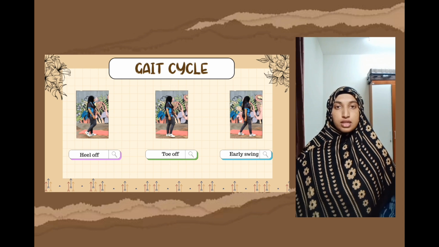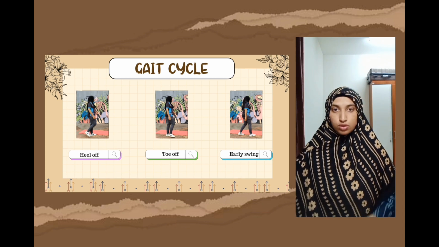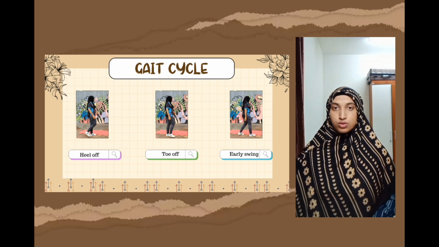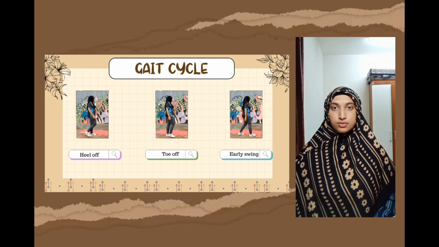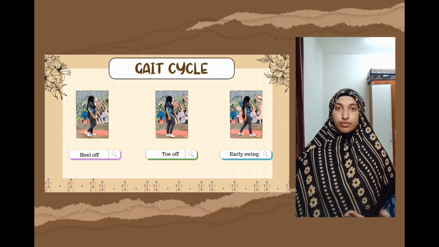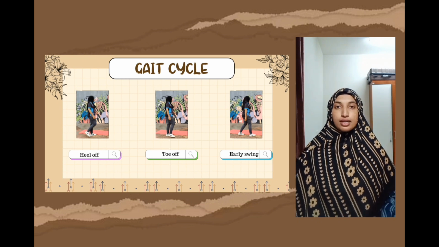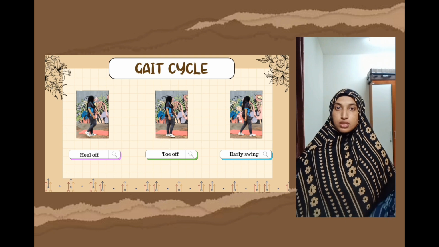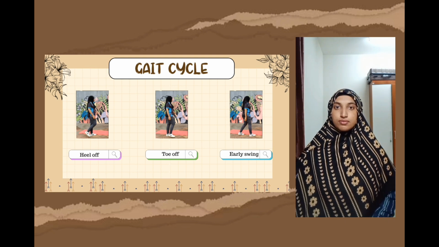Then is the final stage of stance, which is the toe off, where the client pushes her toe into the ground and moves the other leg forward. At this stage, our client used around 60% of her gait cycle. Next is the early swing, when the foot is lifted off the ground with the knee bent and the ankle in dorsiflexion. Here our client used around 70% of her gait cycle.